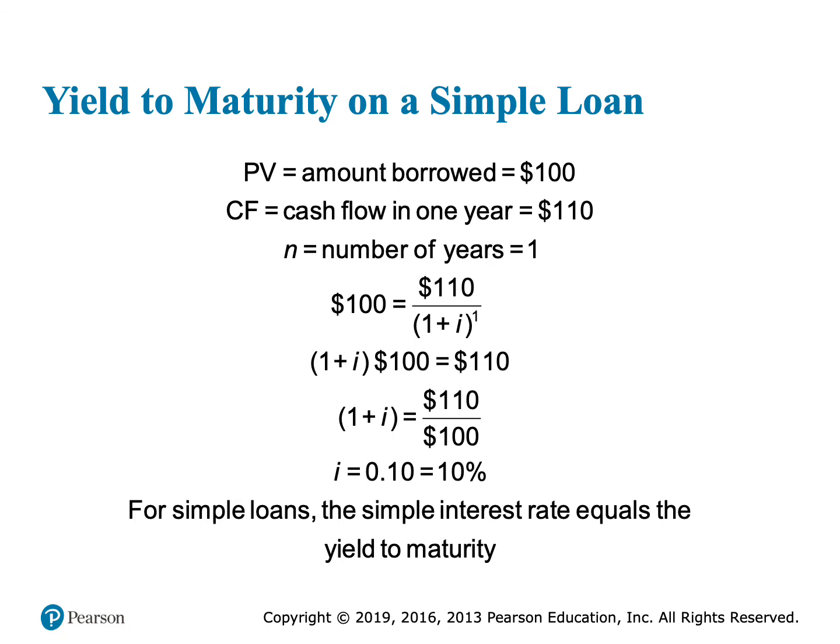The next few lines of math are really just doing that. It's a very straightforward process in this simple one-period loan. It becomes a bit more complicated when we start dealing with iterations of exponents. In this case, the interest rate that equates the left-hand side to the right-hand side is 10%. And so we could say that in this case, the yield to maturity is 10%.